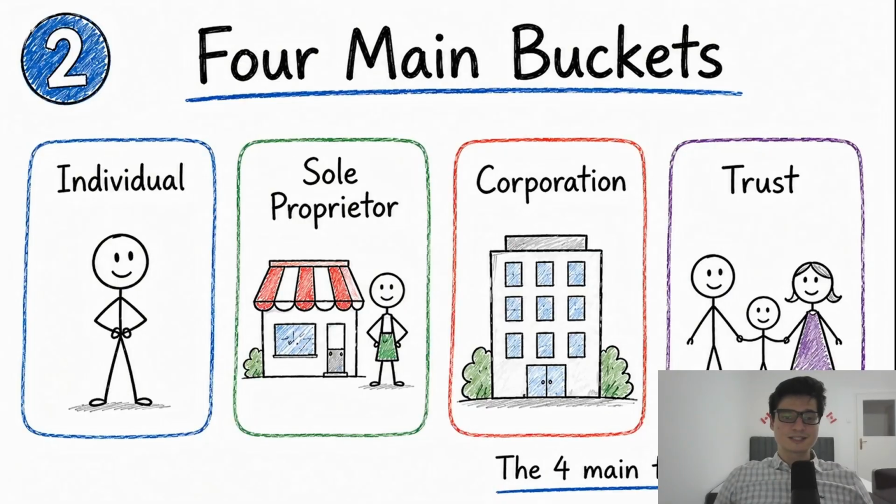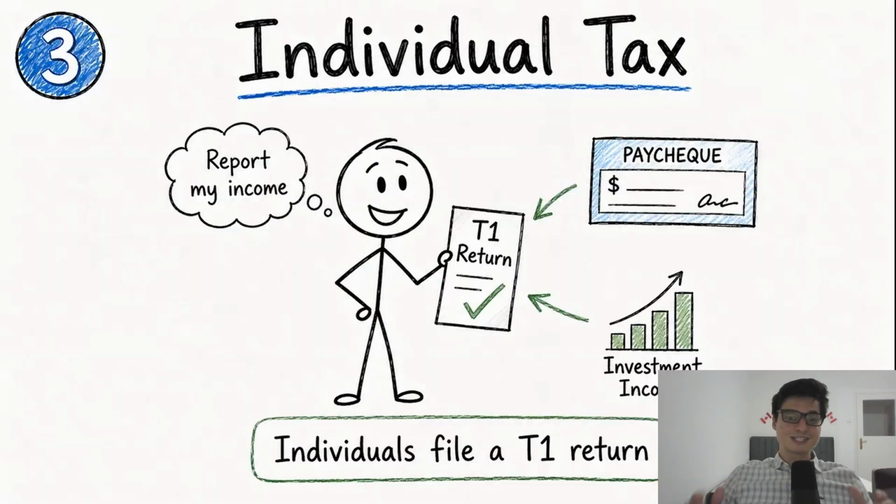So the four main buckets: you have an individual, a sole proprietor, a corporation, and a trust. An individual is anyone, me and you, who have any sort of income. It could be employment income, property income. A sole proprietor is an individual that has their own business but is not incorporated. A corporation is an incorporated business, and a trust is pretty much something else used as a tool to split income.